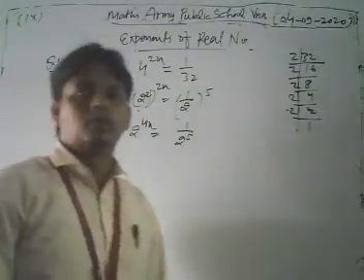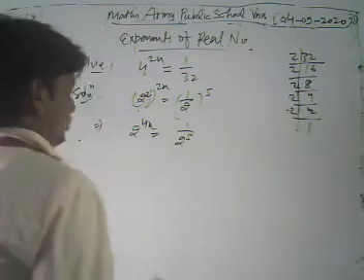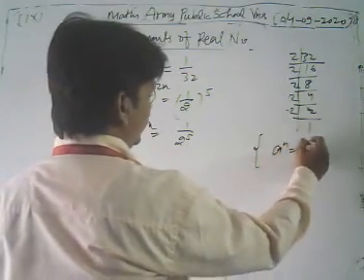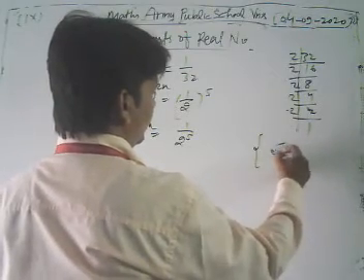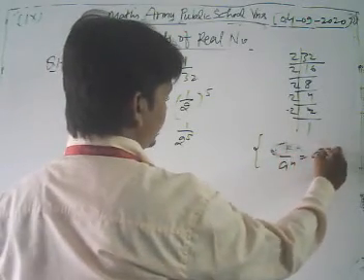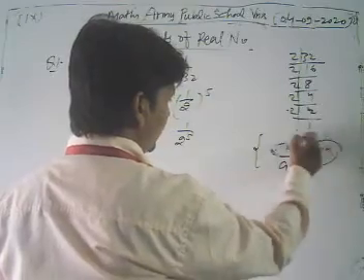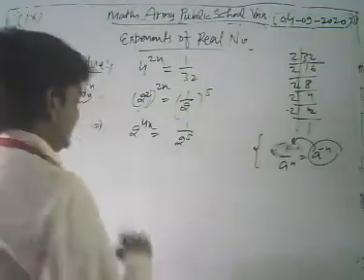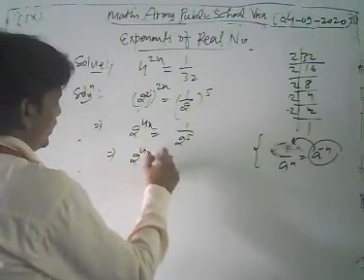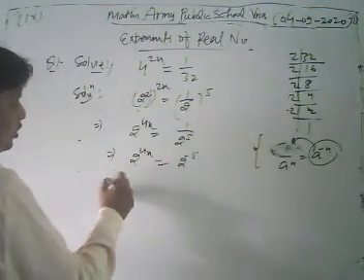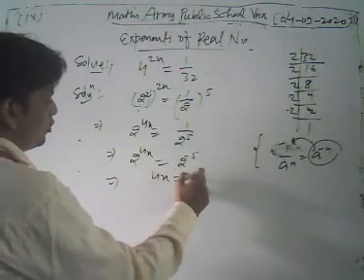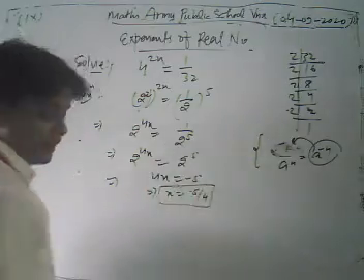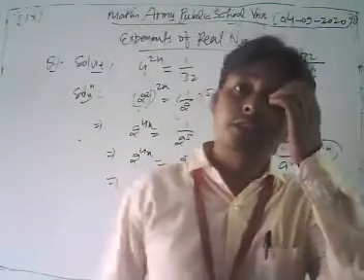Now we know the law of exponent: if we have 1 upon a to the power n, we can write it as a to the power minus n, and a to the power minus n we write as 1 upon a to the power n. So here we can write 2 to the power 4x is equal to 2 to the power minus 5. Now on comparing both sides, we get 4x is equal to minus 5, so we get x is equal to minus 5 by 4. Right, this is our required answer.